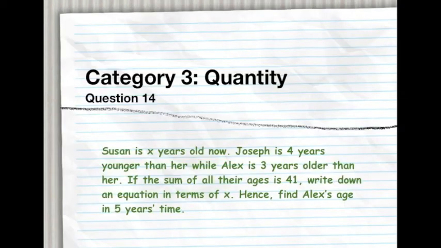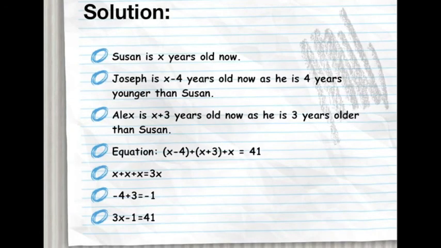So now we proceed on to category 3, which is quantity. Question 14. Susan is x years old now. Joseph is 4 years younger than her, while Alex is 3 years older than her. If the sum of all their ages is 41, write down an equation in terms of x. Hence, find Alex's age in 5 years' time.